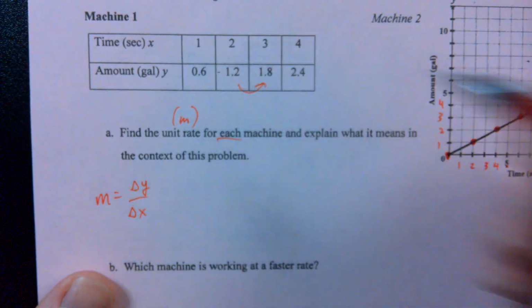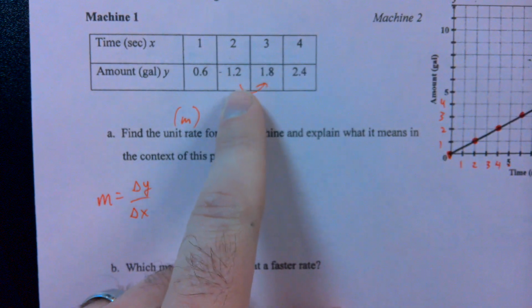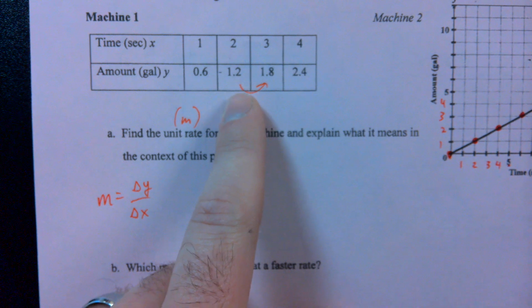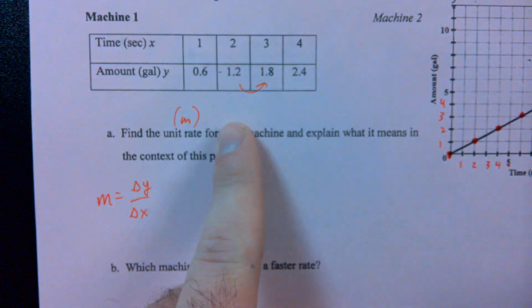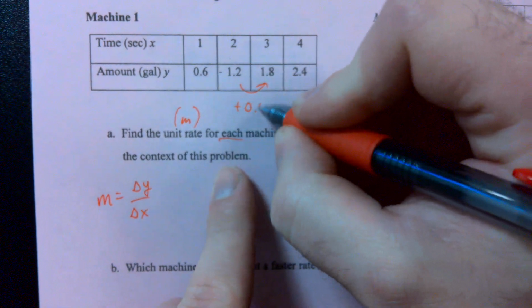So what is my change in y here? From like 1.2 to 1.8. What am I adding to that? Is that a negative sign? This? No, that's just a printing thing. We're doing plus what, Alicia? Plus 0.6. Good.